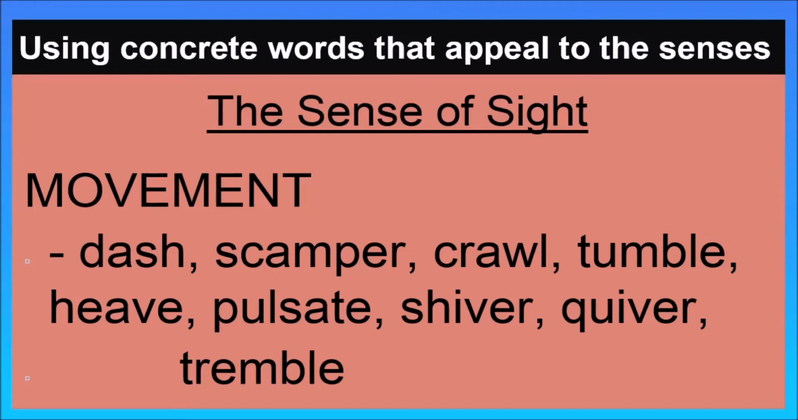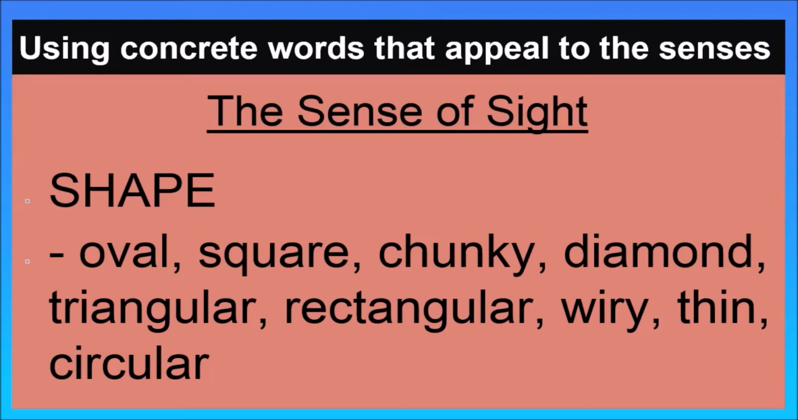Using concrete words that appeal to the senses, sense of sight, under movement: dash, scamper, crawl, tumble, heave, pulsate, shiver, quiver, tremble. Still under the sense of sight, under shape: oval, square, chunky, diamond, triangular, rectangular, wiry, thin, circular.